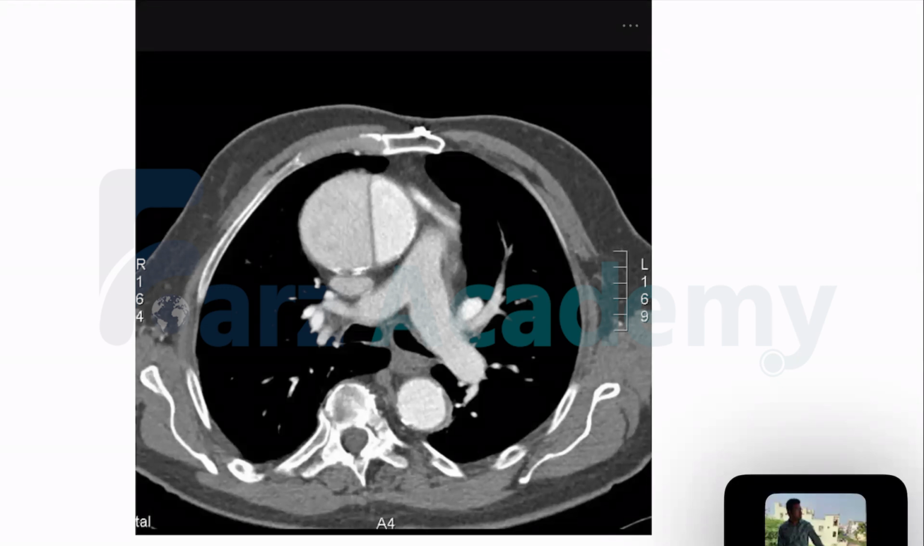So what is the classification? How do you differentiate between the two? Stanford classification, type 1, type 2. Yeah. And there is also the DeBakey classification, but any one of them is fine. And what is the management of this type 1 or type A? Type 1 is surgical management, and type 2, if you control BP, can be medical management also.